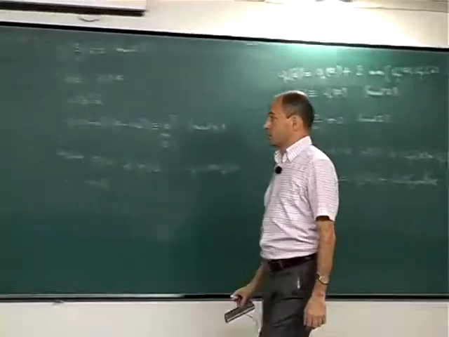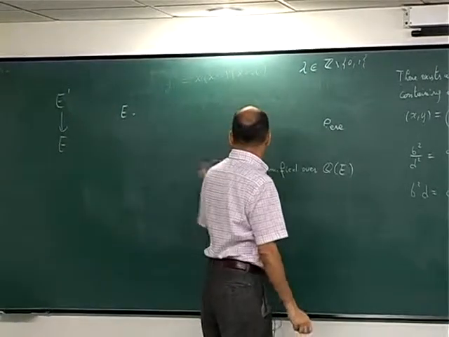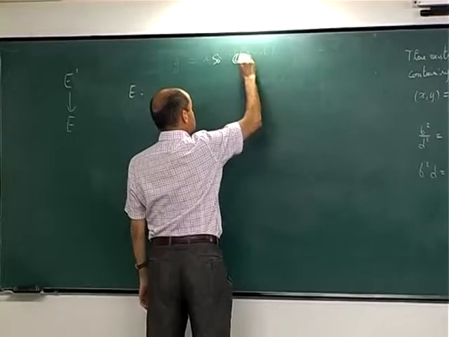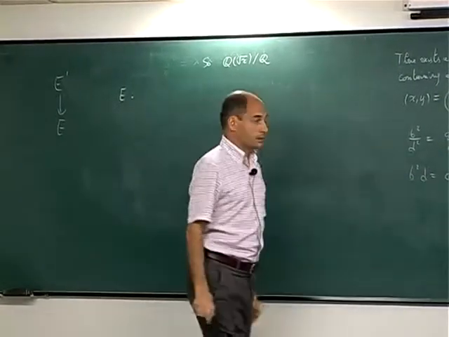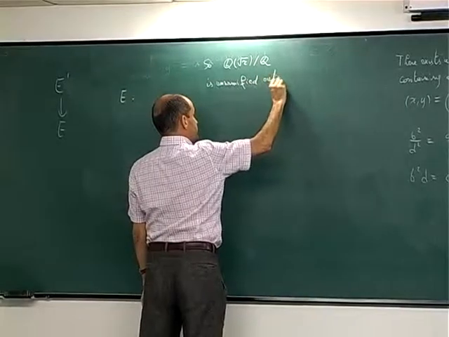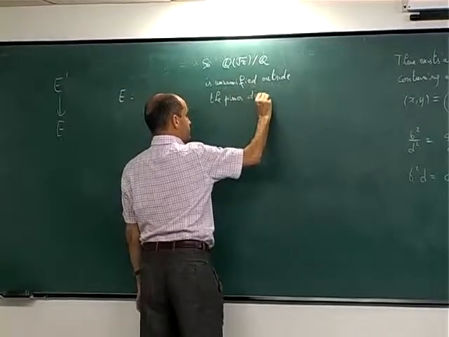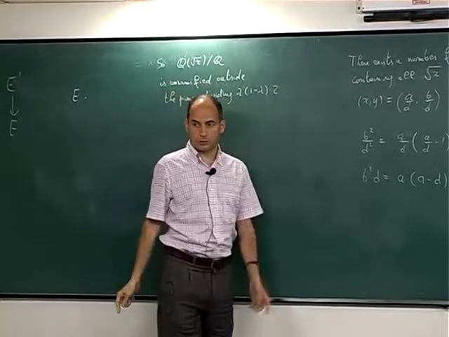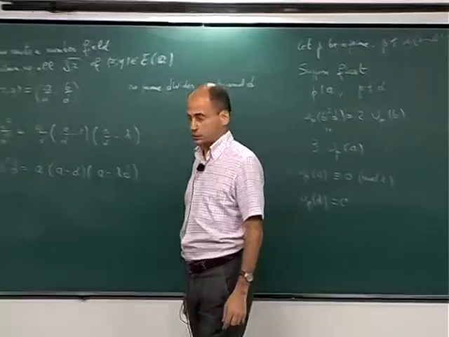So finally we obtain that Q of square root of x, where x is A over D, is unramified outside the primes dividing lambda times 1 minus lambda, and possibly the prime 2, because you know that the prime 2 sometimes ramifies quadratic extensions, as Q of i, that is Q of square root of minus 1, ramifies.